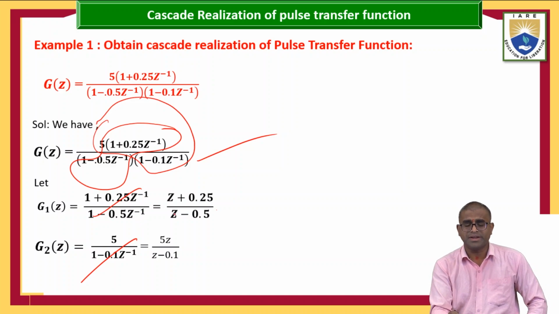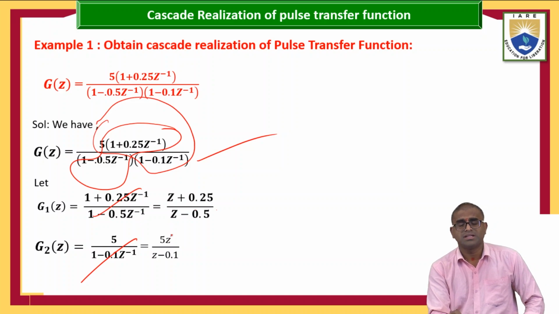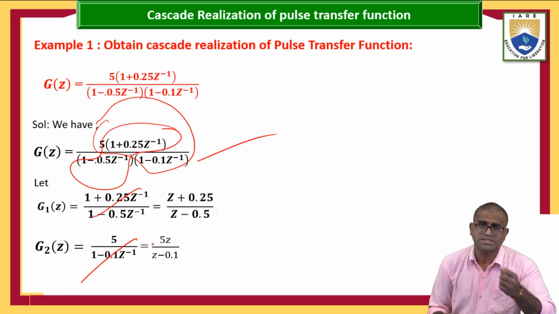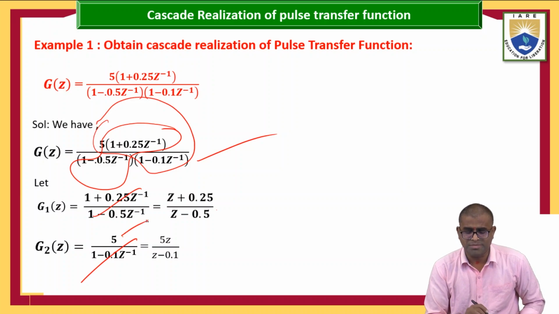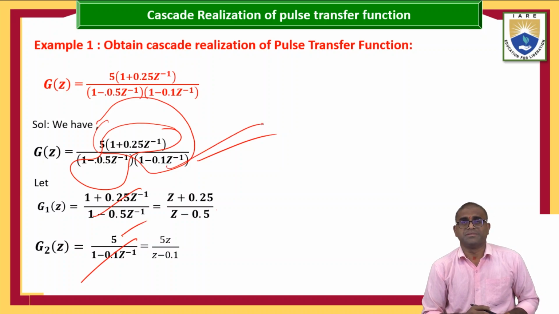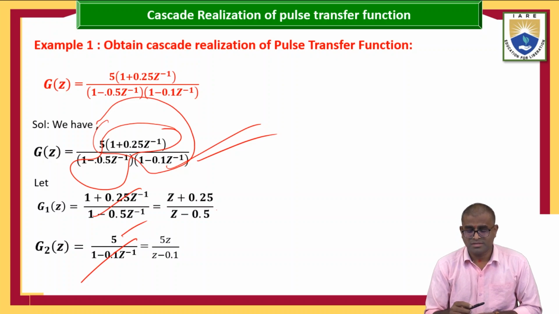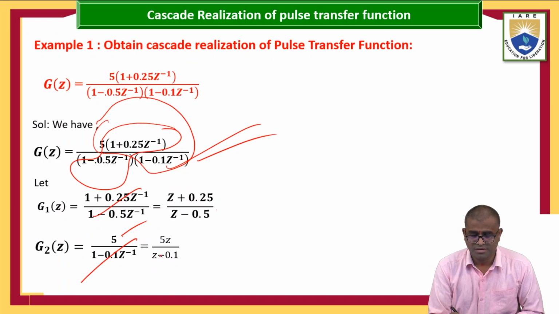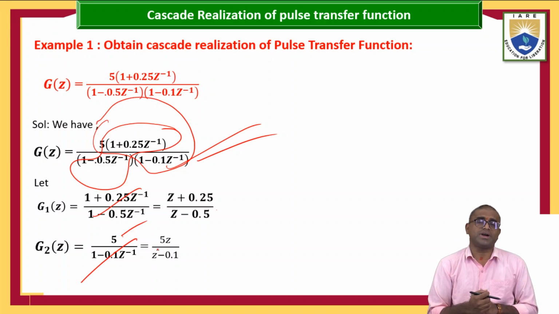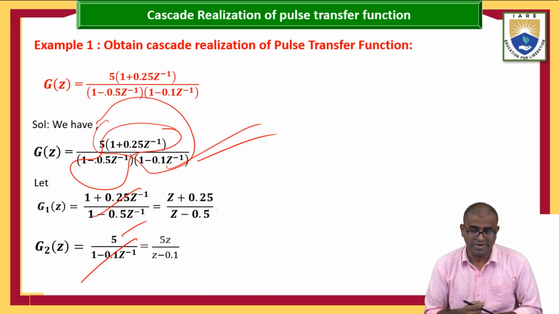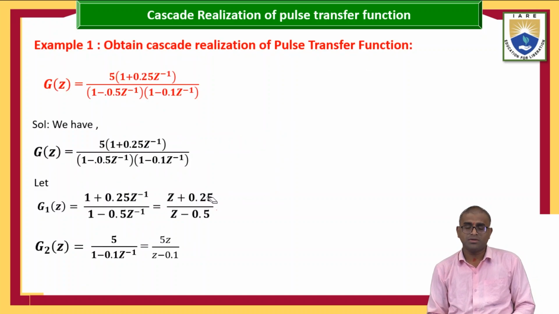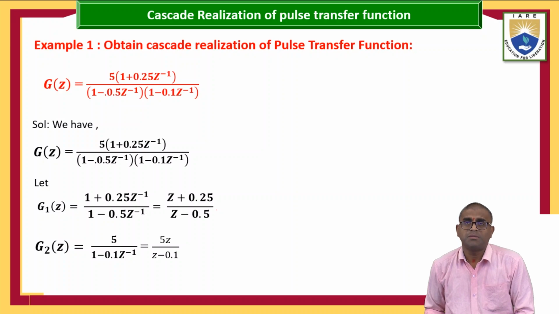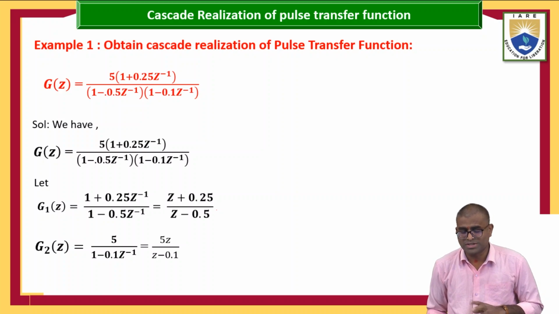So we get (z plus 0.25) by (z minus 0.5). Similarly, for the second part, 5 by (1 minus 0.1 z inverse), this comes to 5z by (z minus 0.1). Two parts are completed. The total function is converted into two functions.